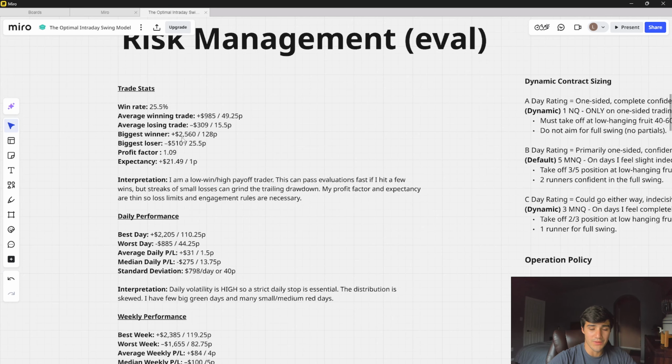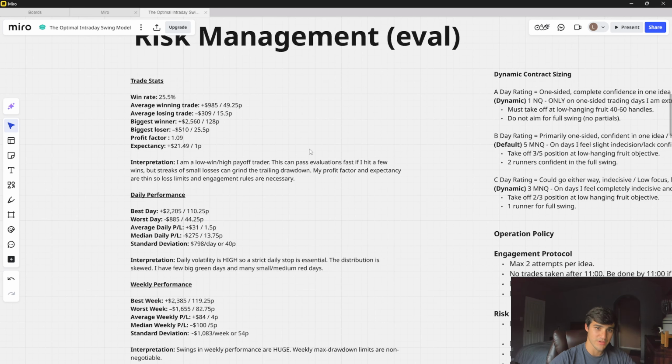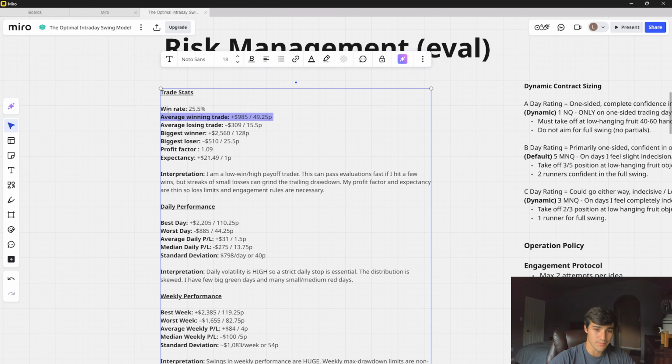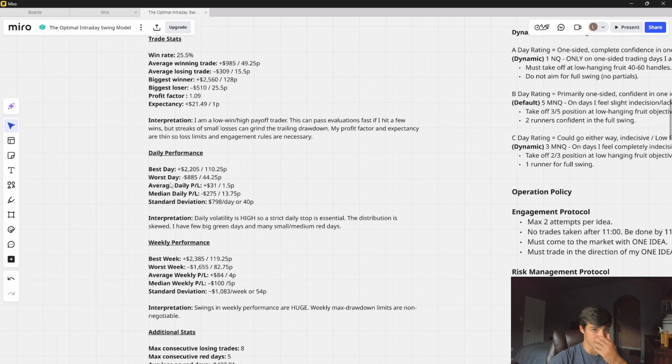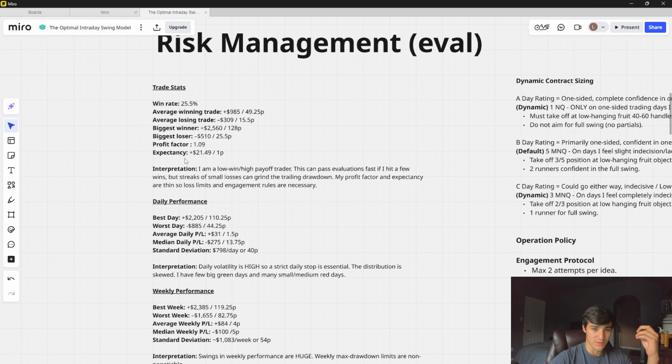So like I said, I ran all my data through artificial intelligence and came up with trade stats. So I wanted to know just basic trade stats like my win rate, average losing trade, biggest winner, biggest loser, profit factor, and expectancy. And then daily, weekly, and some additional stats as well. So let's break these down real quick. My win rate right now is 25.5%.